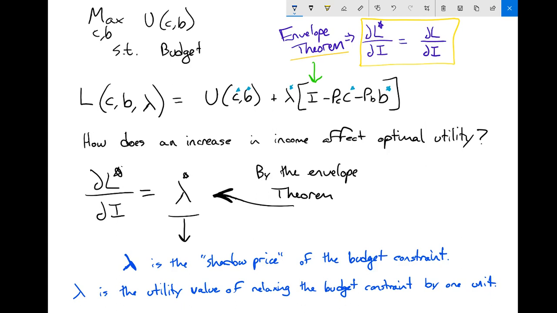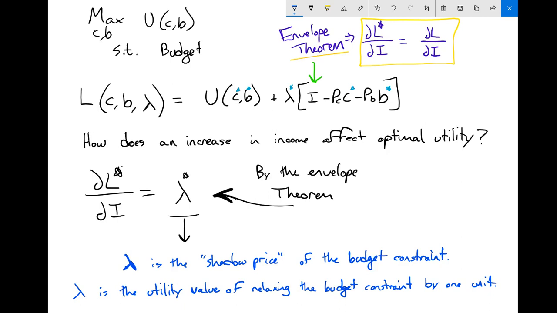So lambda is this measurement. The shadow price, lambda, is basically the price in utility terms of your budget constraint. Lambda tells us how much it costs you in terms of your utility. It's the marginal value of income in terms of utility. So if you were to increase your income by 1 unit, lambda is how much your utility would go up. If you reduced your income by 1 unit, lambda is how much that would cost you in terms of your utility. And so therefore lambda is a price.